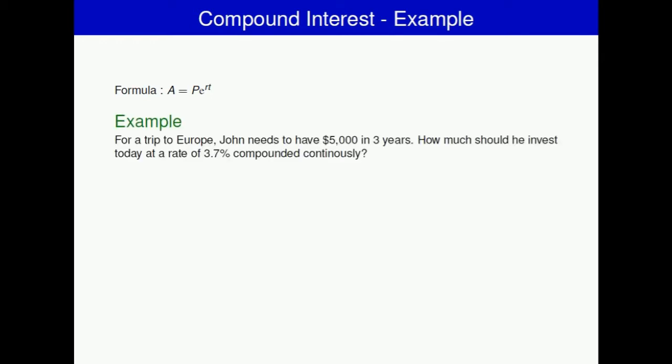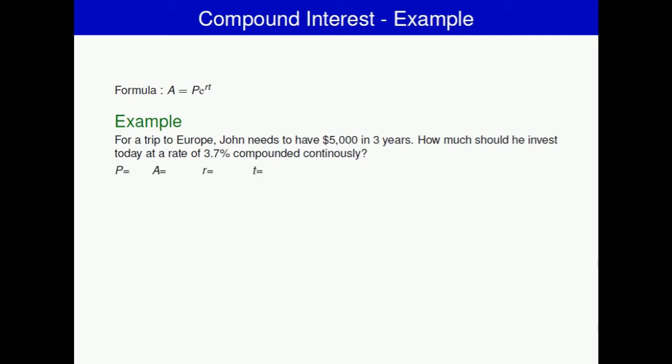So here's an example. For a trip to Europe, John needs to have 5,000 in 3 years. How much should he invest today at a rate of 3.7% compounded continuously? So the keywords here, one is compounded and the other one is continuously. So you cannot go back to the other formula for the compound interest. We have to use the continuously compounded interest formula.